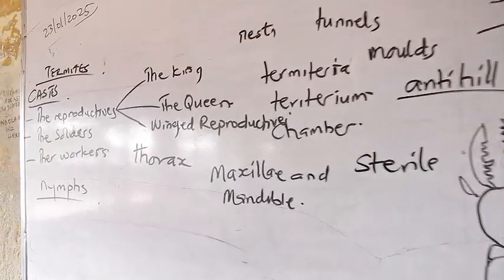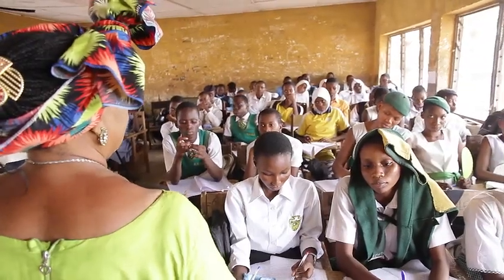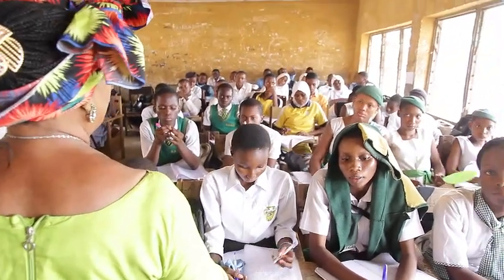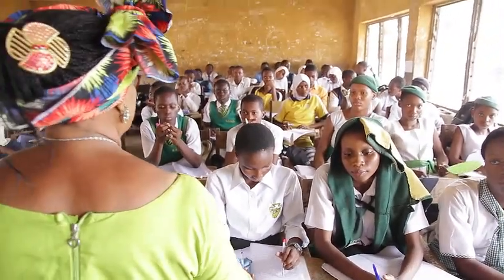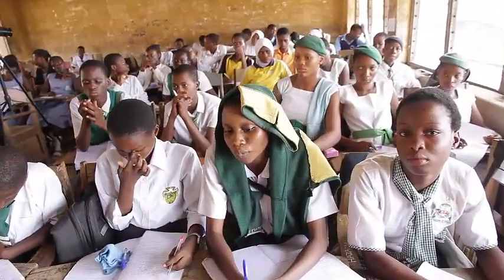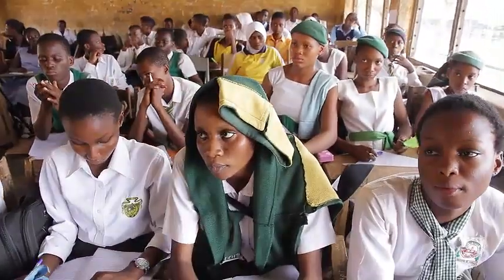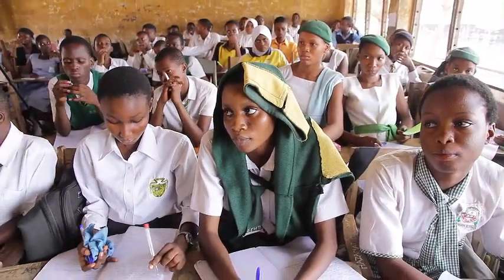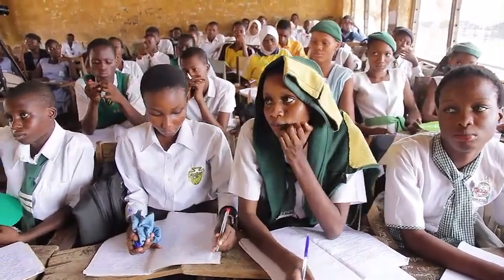Example, the egg, the nymph, and the imago or adult. So that we call the nymph. So will you say termites under incomplete or complete? Incomplete.